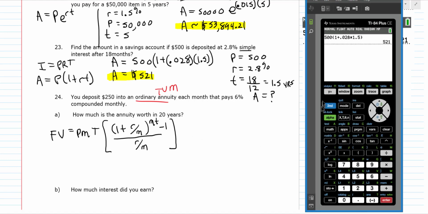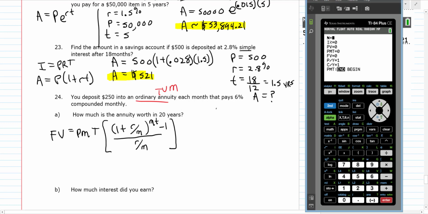So basically what we want to do on this is you want to go Apps, Finance, TVM solver. You want to get there. Okay, so in this particular problem, what you want to have, if you want to do the TVM, just write down what you're doing.